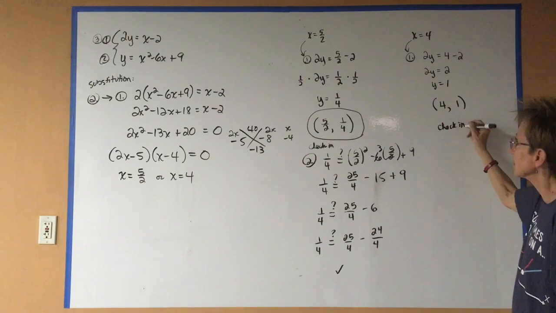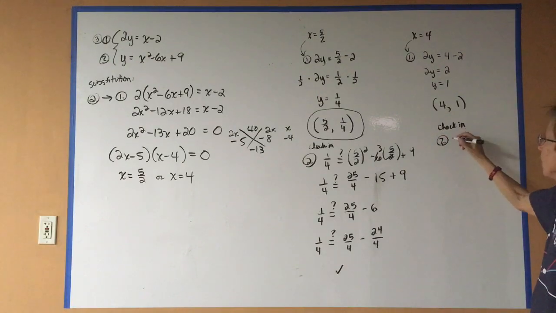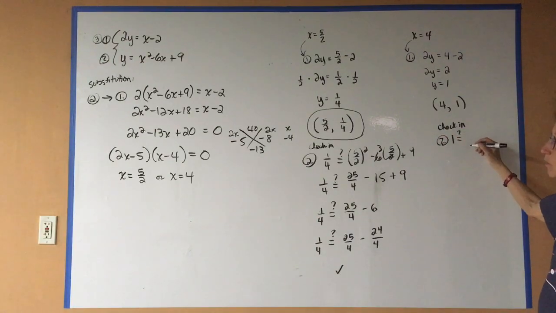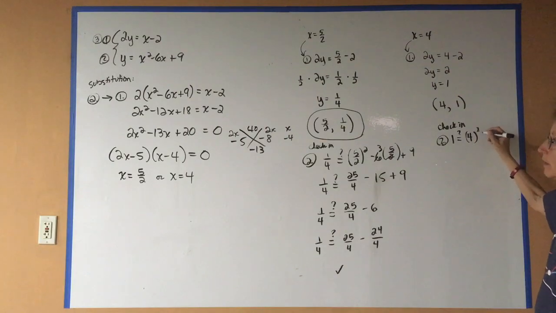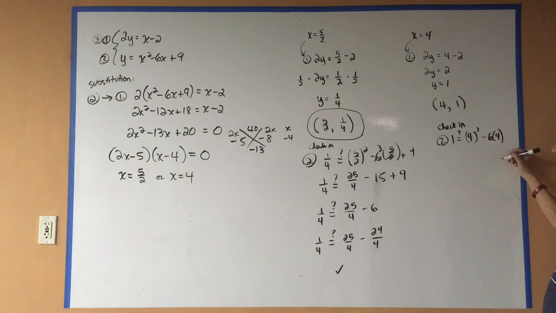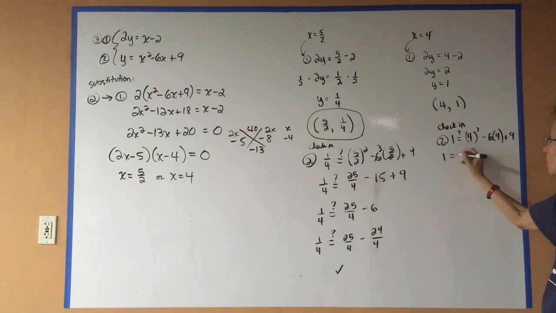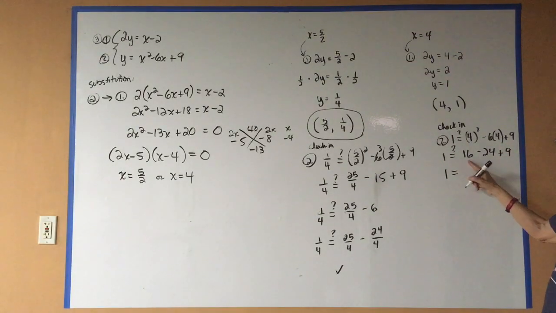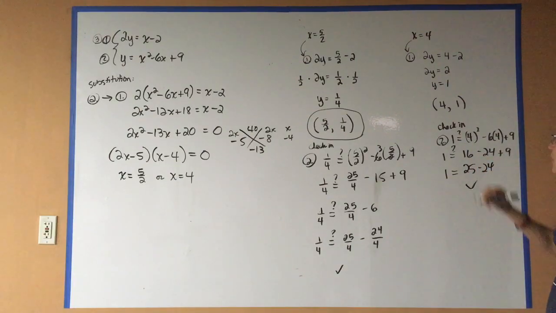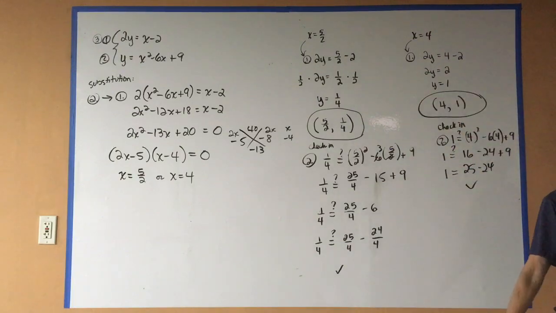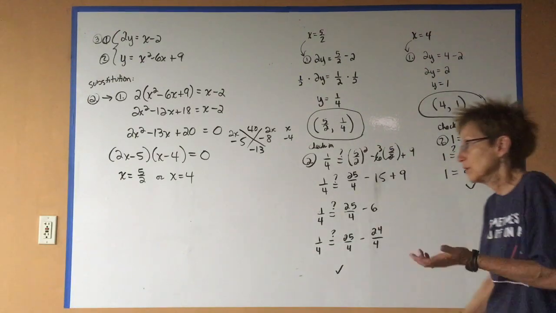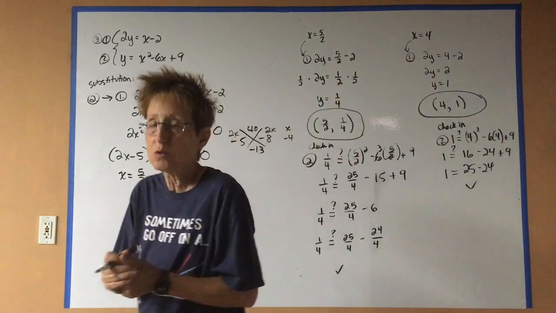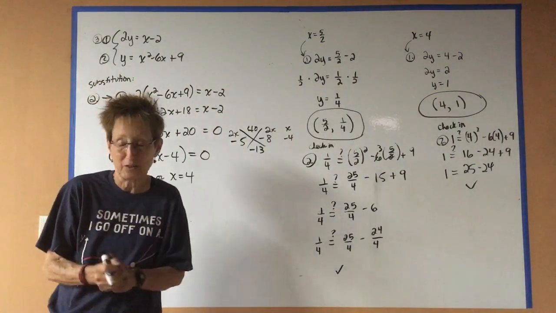So I'll go check this in equation 2. So y, which is 1, does that equal x squared minus 6 times x plus 9, so 4 squared minus 6 times 4 plus 9? So let's see, does 1 equal 16 minus 24 plus 9? Does 1 equal, so 16 plus 9 is 25, and 25 minus 24. Yeah, that one works as well. So it intersects in 2 spots, and those are my 2 solutions. So a little more work there. I always have to check those when I'm solving systems of nonlinear equations.